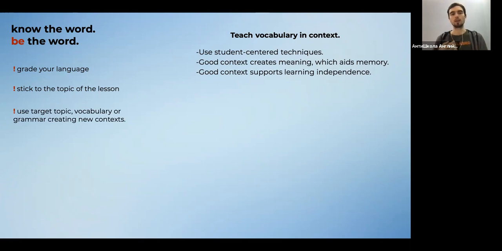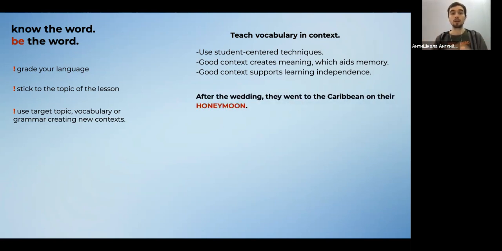Use the target topic vocabulary or grammar, creating new context. So again, something that you already talk about, the vocabulary that you have. If you have the word embarrassed, then you probably have ashamed, nervous, on pins and needles, right? And the grammar that you have around this topic, use it. Don't use anything else, because again and again, you will motivate them to use the material of the week.